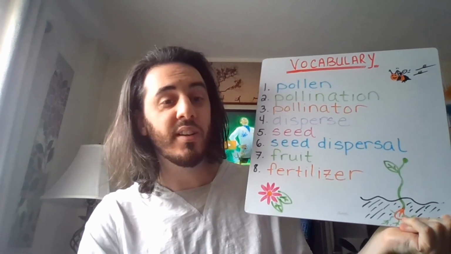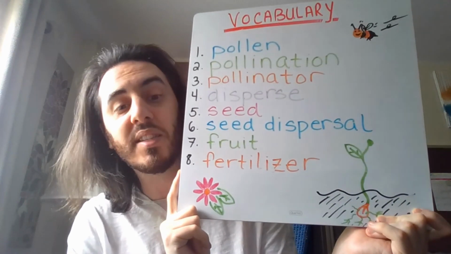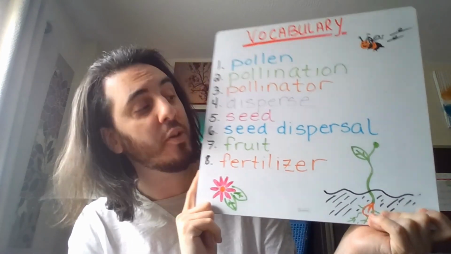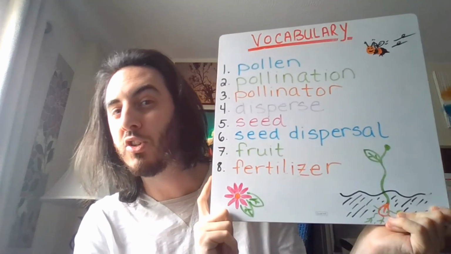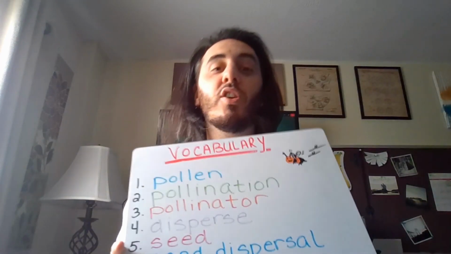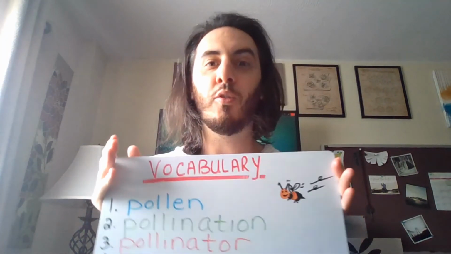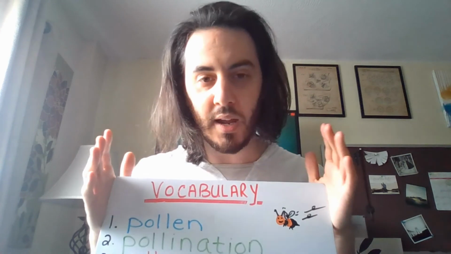And our last word is fertilizer. Now, fertilizer is a substance that helps plants grow, giving them the extra nutrients they need to become big and strong. So these are vocab words. We defined them, and hopefully you guys know them now and will be able to recognize them.